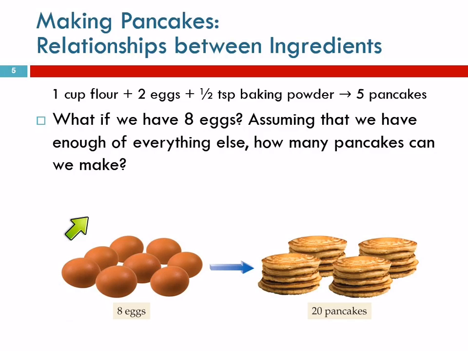What if we have 8 eggs, not 2? And we've got enough of everything else, how many pancakes can we make? Well, you can make 20, and the picture tells you. You're also probably able to just think about this, and you're thinking, well, 2 eggs, 8 eggs is 4 times that, and so I'm going to make 4 times as many pancakes.